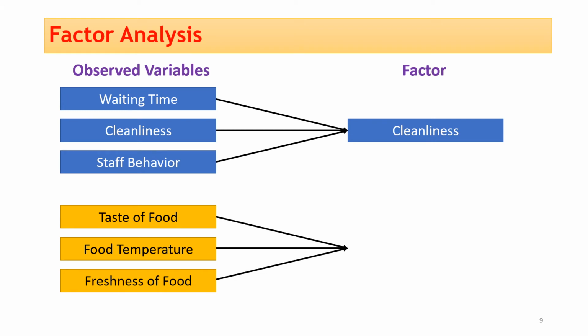So the factor among these three observed variables is the food quality, because the taste of food is related to the food quality, the food temperature is related to the food quality, and the freshness of the food is related to the food quality. It means among these three observed variables, the common factor is the food quality. So this is how factor analysis works.